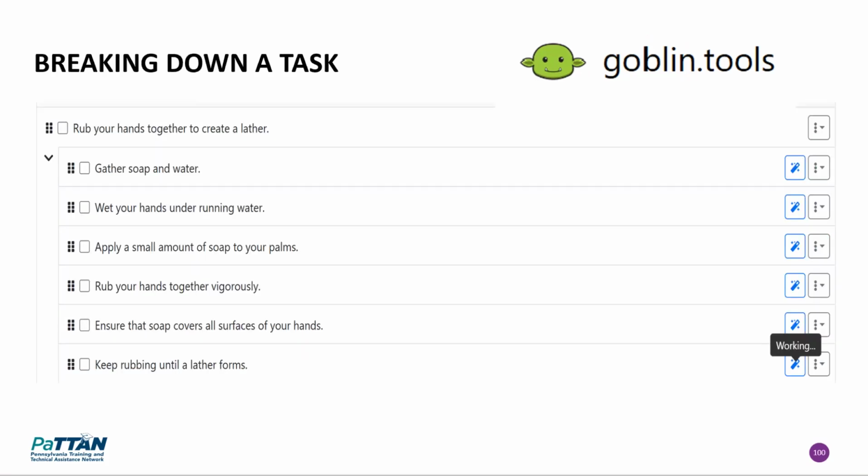So when I used that magic wand button, it broke down smaller subtasks of that rubbing hand step. And then I can continue to use that magic wand icon if I want to break down any of those subtasks. I can do that as many times as I want.